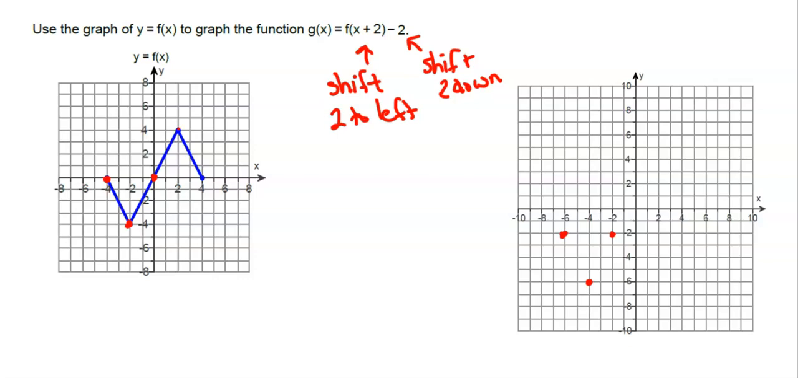2, 4, if we shift it 2 to the left and 2 down, becomes 0, 2. And finally 4, 0, if we shift it 2 to the left and 2 down, becomes 2, -2. Now all we have to do is connect the dots and we'll get our translated function.